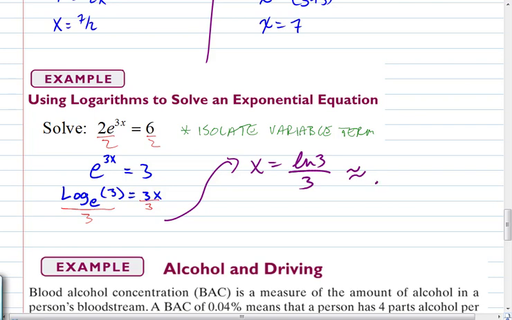It's approximately 0.3662. This is a decimal approximation. Only give that if I ask for it. This is the exact answer. That's the one I'm going for.